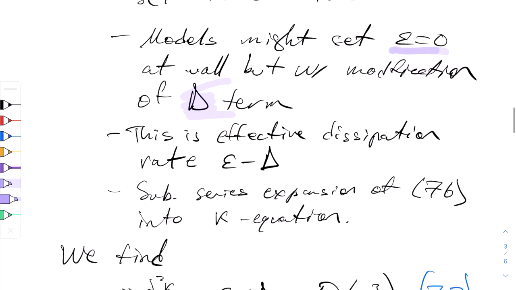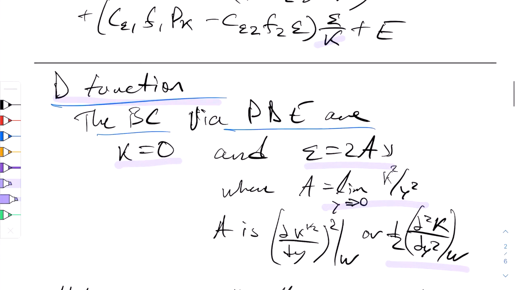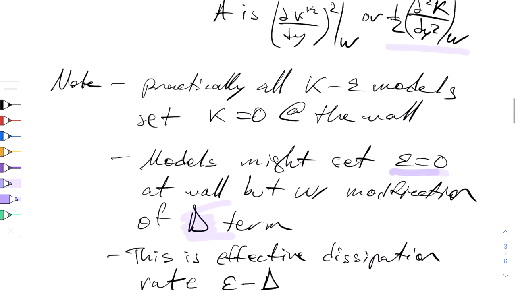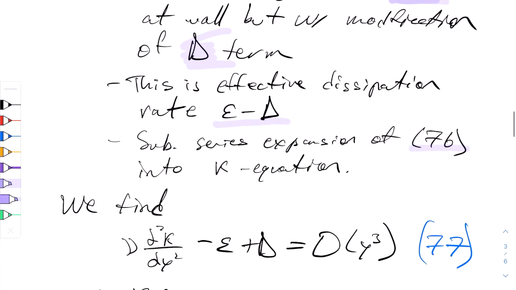This is effective dissipation. Now, after we set a particular D to set epsilon to 0, we would call the effective dissipation epsilon minus D at the wall only. We would then substitute a series expansion of equation 76 into our k equation, which we reviewed just now. If you do this, you'll find equation 77.